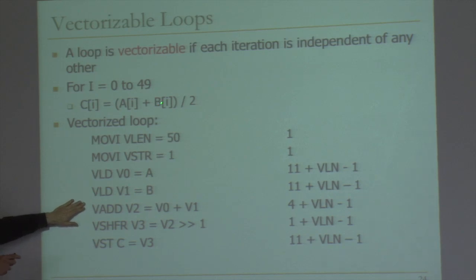Now we're loading B into vector register 1. Again, it takes the same amount of time. The next instruction is a vector add instruction. Basically, we add vector 0 to vector 1, store the result into vector 2.